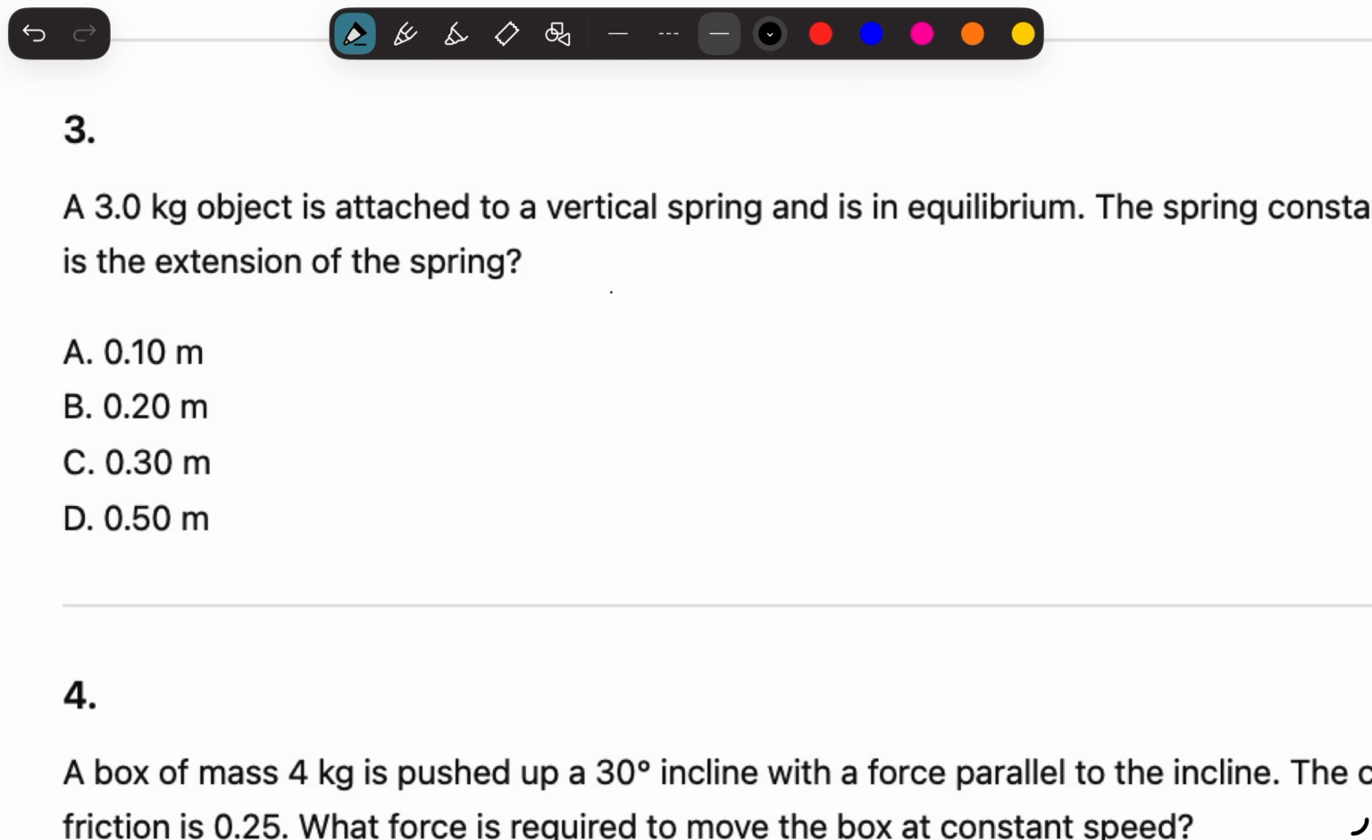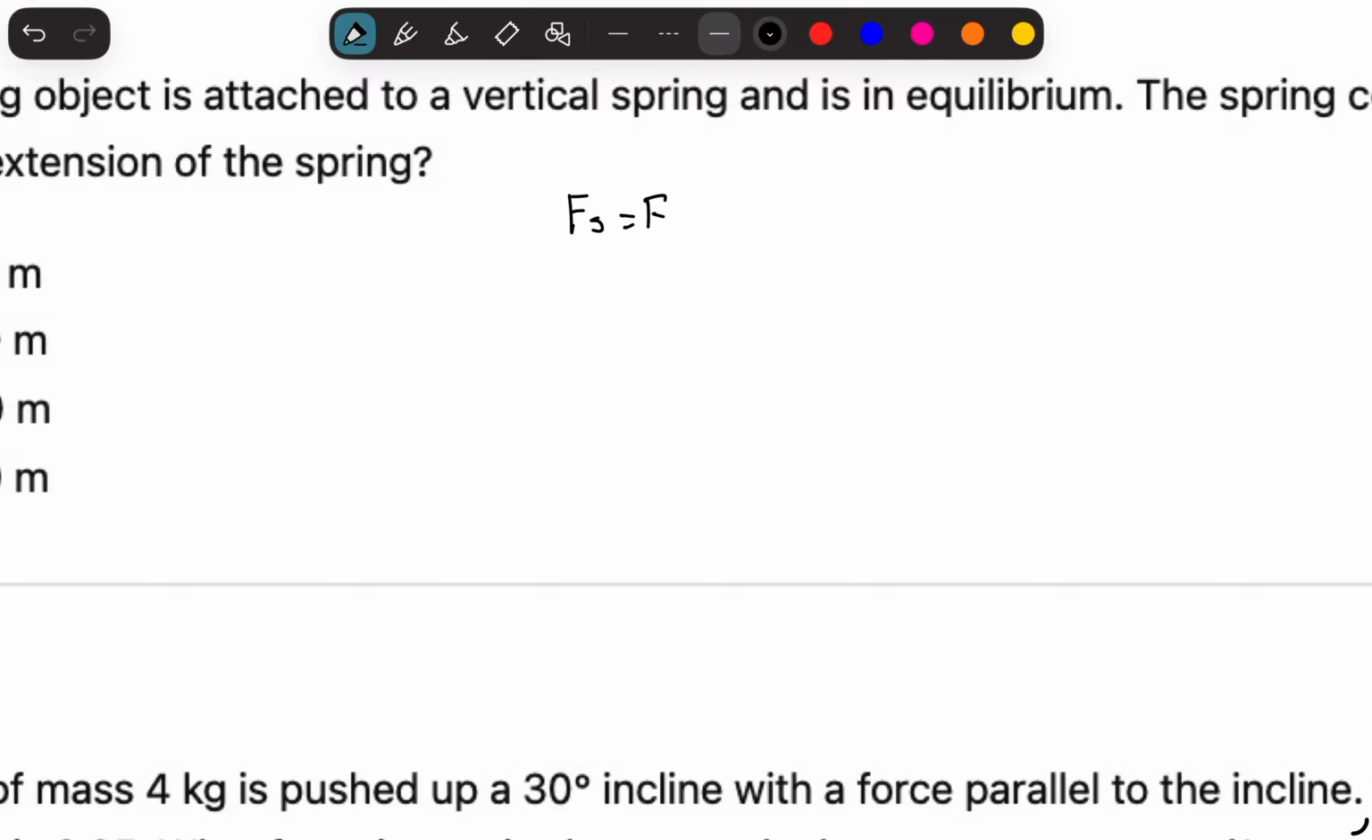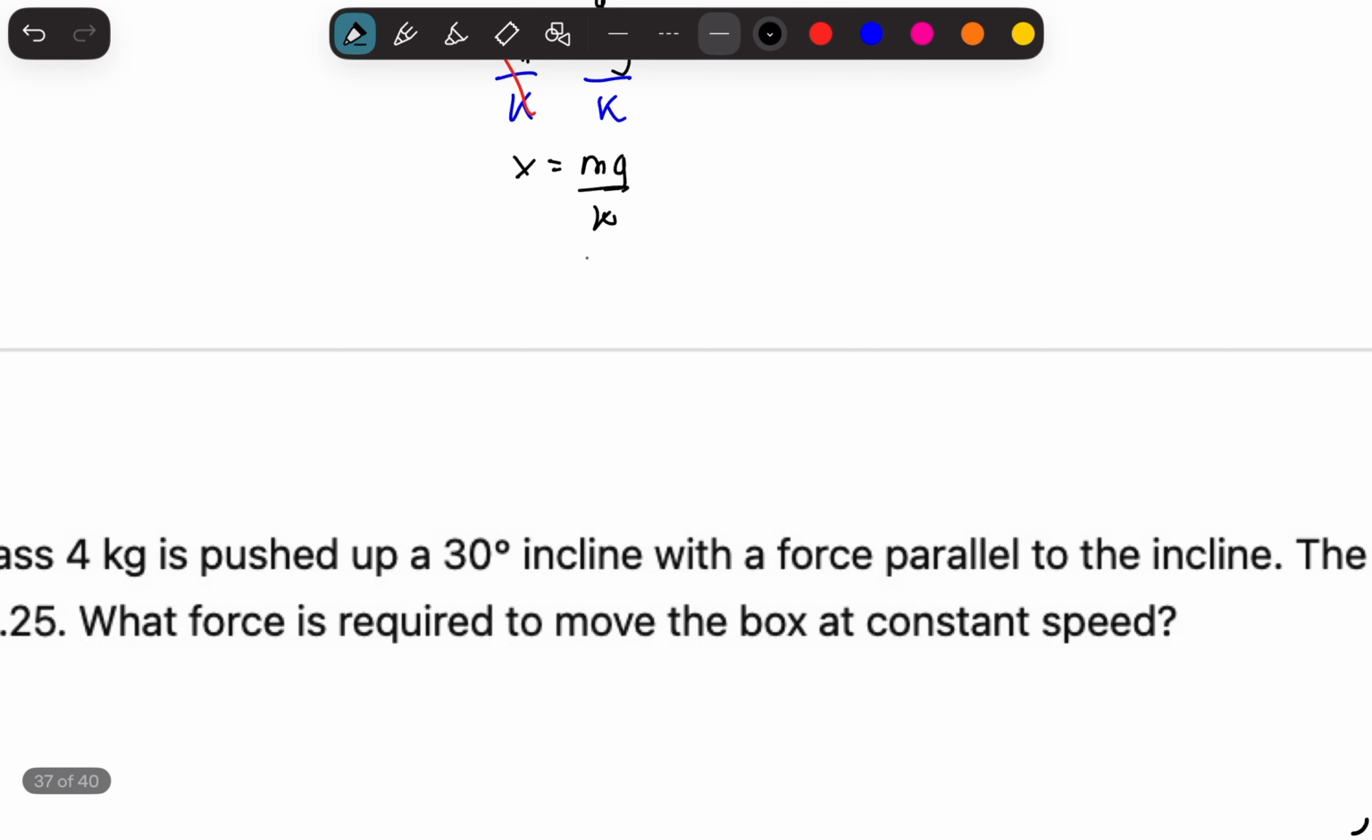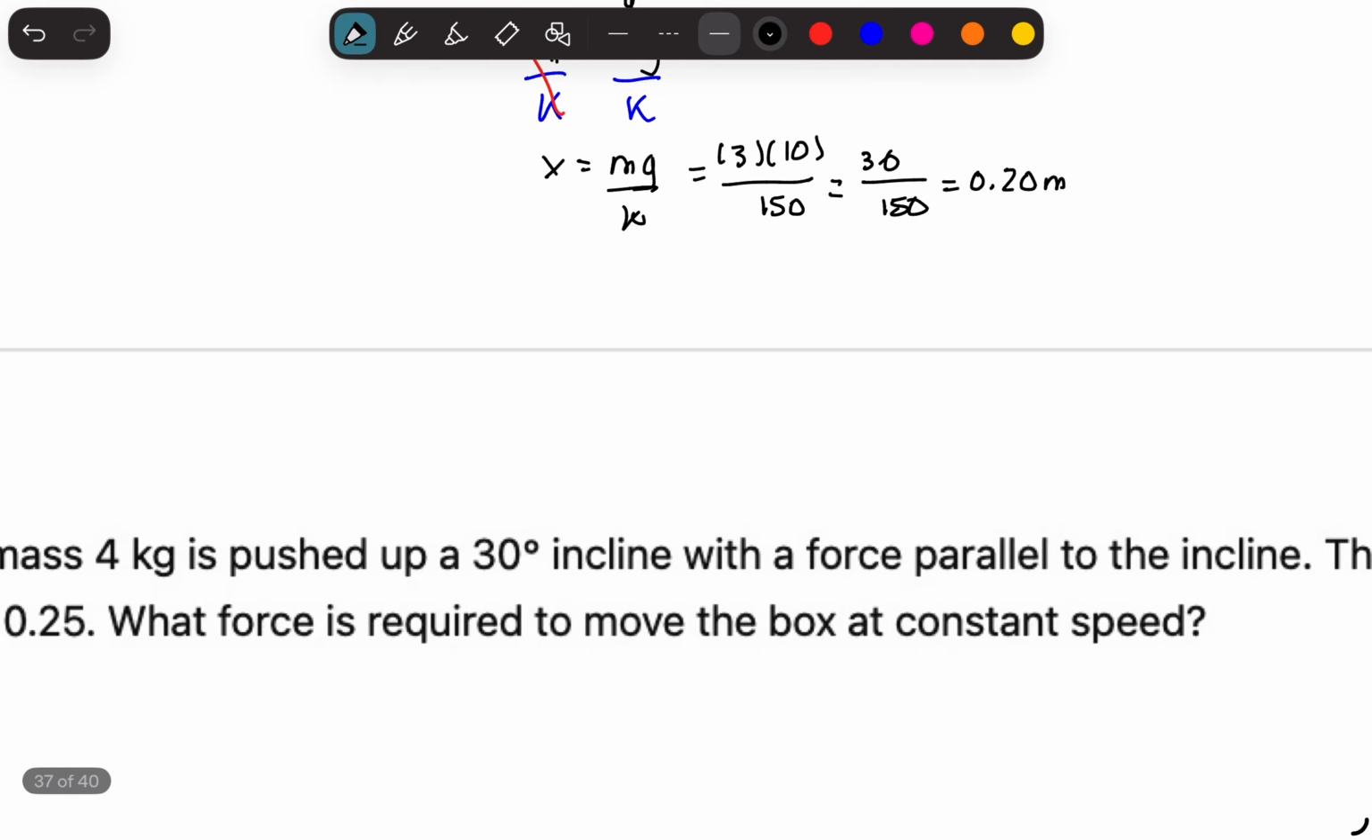When you have your spring, the spring force is going to equal your force of gravity. If you rearrange this, you can solve for just x. x is equal to the mass times gravity divided by your spring constant k. So that's equal to 3 times 10 divided by 150. So the answer is B.